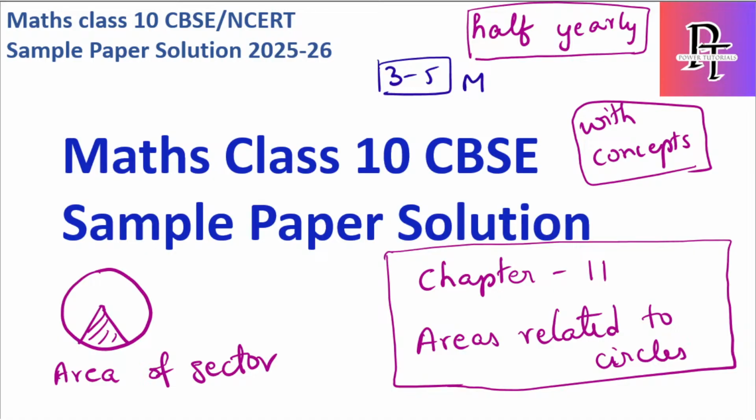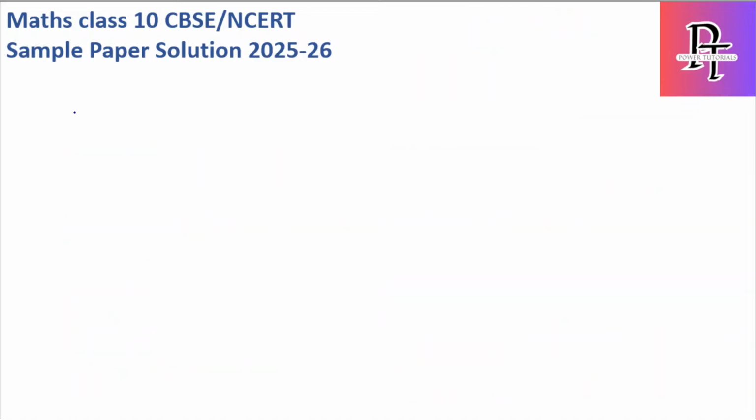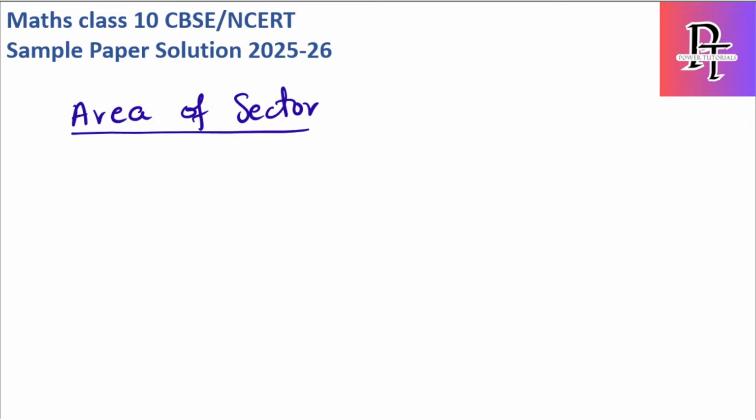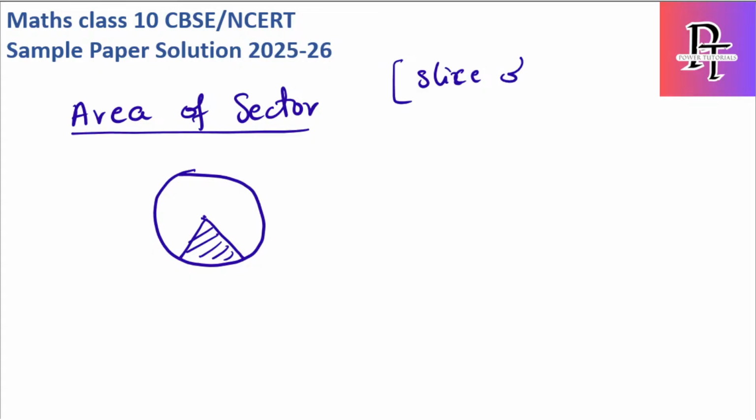Okay, so let's start. First one, area of sector. So what is a sector first of all? Sector is a small portion of a circle. Like if I say this is a circle, then this portion from center to any end and this whole part is nothing but sector. You can imagine a slice of pizza. Hope everyone knows what is pizza. So slice of pizza is nothing but sector.